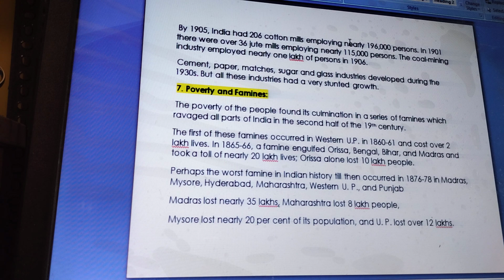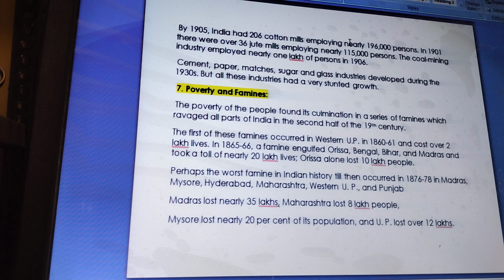Poverty and famine. Poverty of the people, because there is no source of income and everybody depends upon agriculture for livelihood, so financial conditions are weak. At the same time, famines came. What happened? They resulted in severe death.